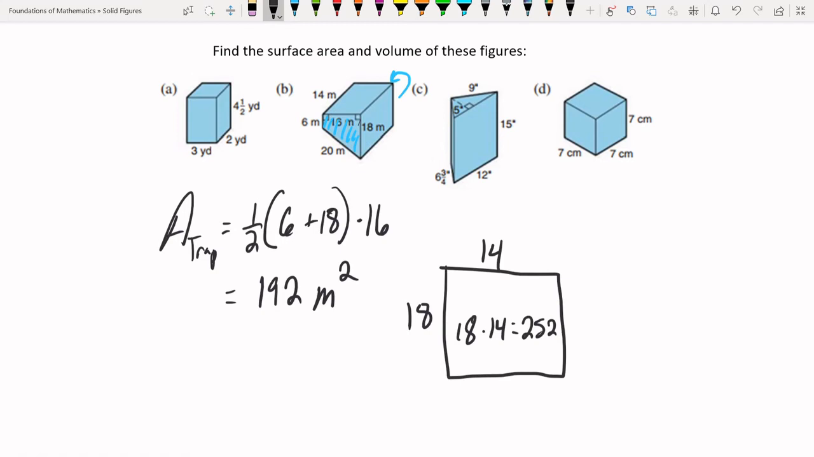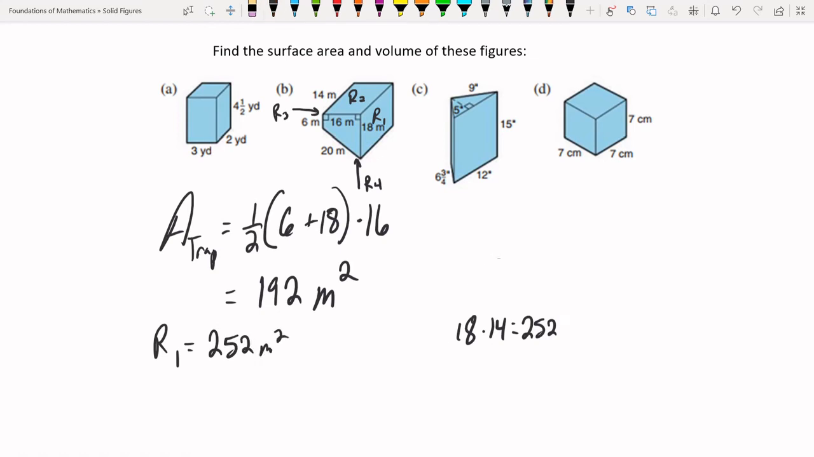So we'll give a name to these, make it a little bit easier. This is rectangle 1. This is rectangle 2. On this side here, we have rectangle 3. And on the underside here, we have rectangle 4. So rectangle 1 is 252 meters squared.